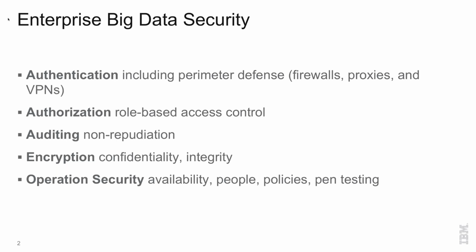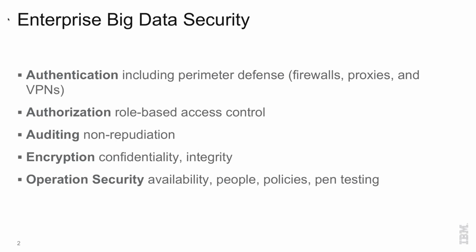The third one is auditing. We know who you are, what you can do, and we need to know what you did. That's part of auditing, so we can know who accessed the system, and whether it was authorized access or not authorized access.